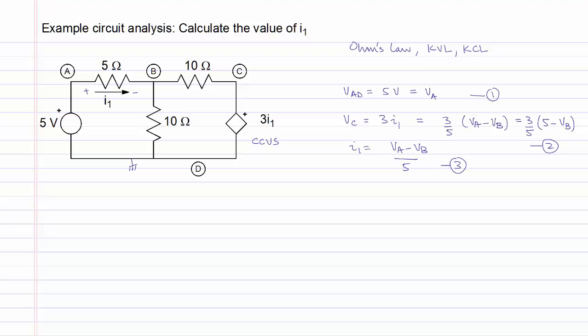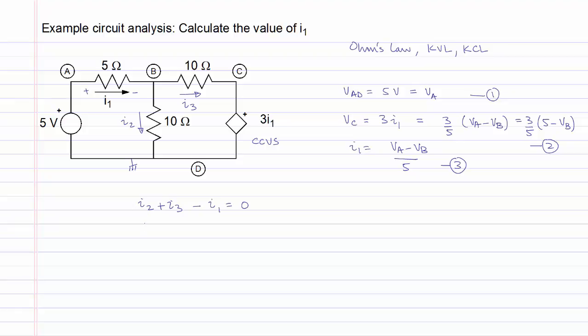The current I1 is entering node B. We do not have directions of the current flowing through the two 10 ohm resistors, and we are free to choose them to be in any direction, and we will make the selection as shown. Writing KCL at node B will give us that the currents leaving, which are I2 plus I3, minus the current entering node B, which is I1, will be equal to 0.